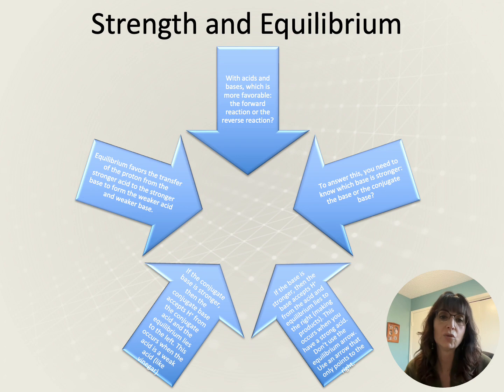And this occurs when you have a strong acid. Remember, if you have a strong acid, we don't use the equilibrium arrow. We just use a straight arrow going, yep, it goes to completion. But if the conjugate base is stronger, then the conjugate base is more likely to accept hydrogen ions from the conjugate acid. And that equilibrium is then going to go to the left. And this occurs when the acid is weak, like vinegar. An equilibrium favors the transfer of the proton from the stronger acid to the stronger base to form the weaker acid and the weaker base.